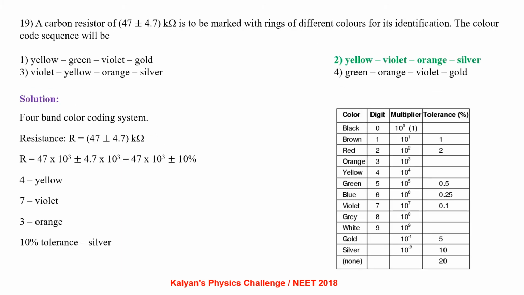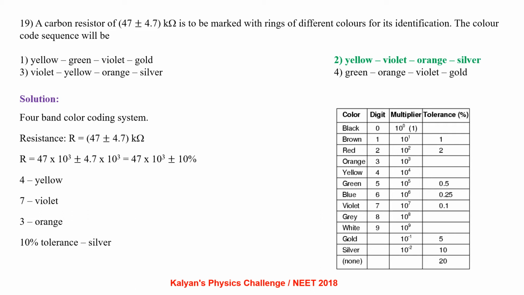A carbon resistor of 47 ± 4.7 kilo ohms is to be marked with rings of different colors for its identification. The color code sequence will be. As we can see from the options, there are 4 color bands given, so it is a 4-band color coding system. In this, the first 2 bands represent the significant figures, the third band represents the power of 10 and the fourth band represents tolerance. The resistance of the carbon resistor is 47 ± 4.7 kilo ohms.